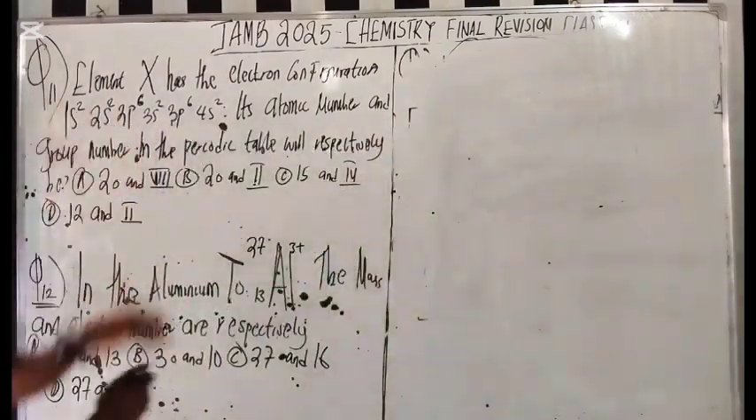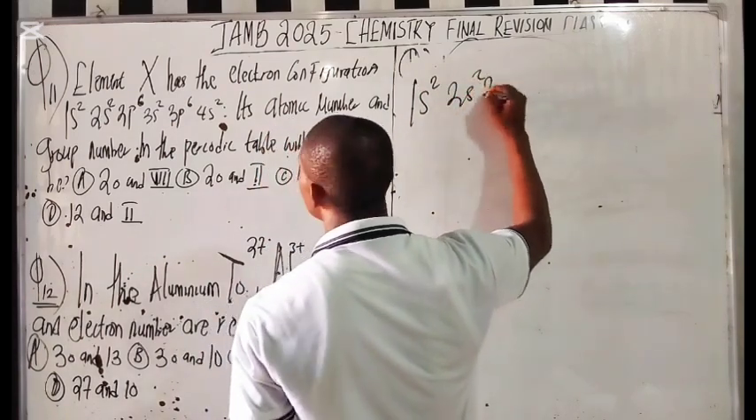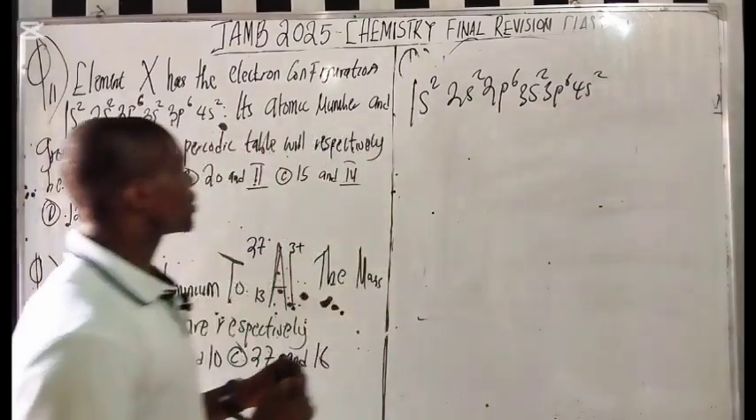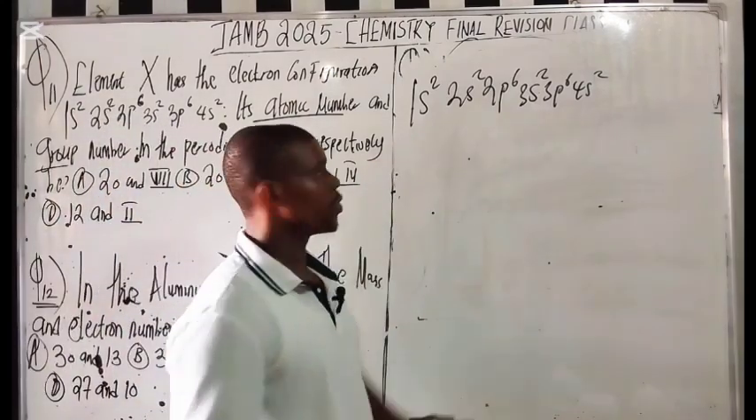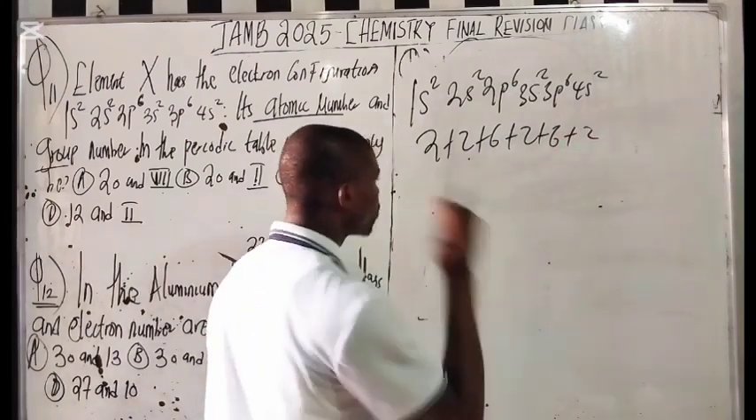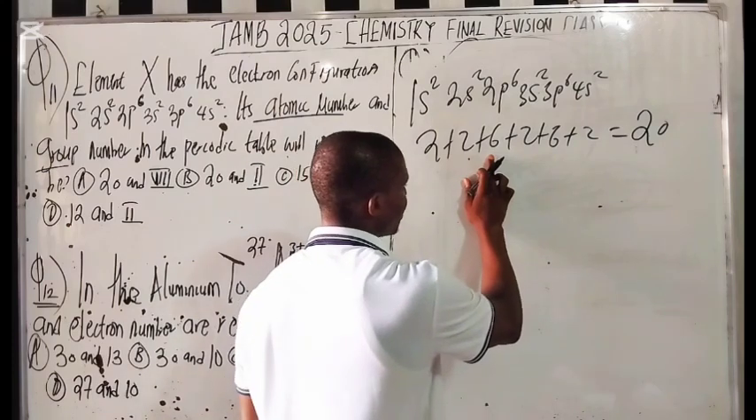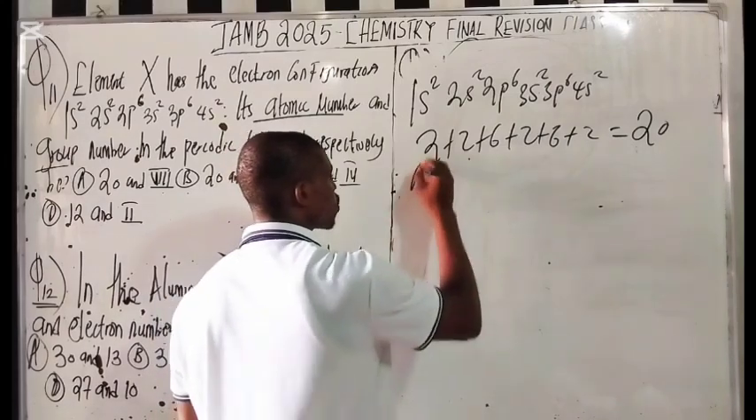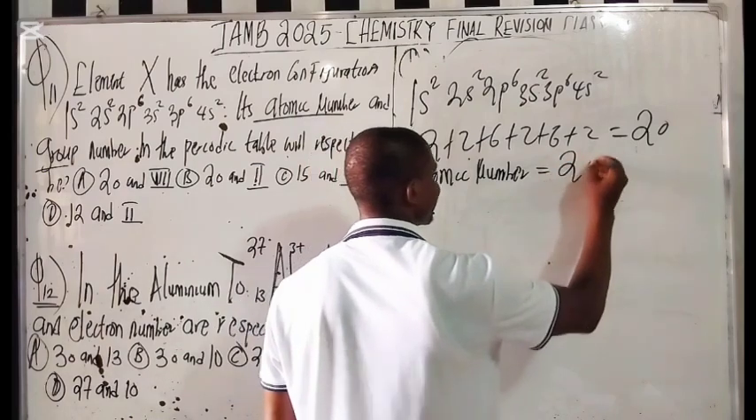Now, this is the electron configuration, which is 1s2, 2s2, 2p6, 3s2, 3p6, 4s2, right? Now, to get the atomic number, you sum it together here. 2 plus 2 plus 6 plus 2 plus 6 plus 2. It's going to give you 20. 2 plus 2, 4, plus 6, 10, plus 2, 12, plus 6, 18, plus 2, 20, right? So my atomic number is 20, right?